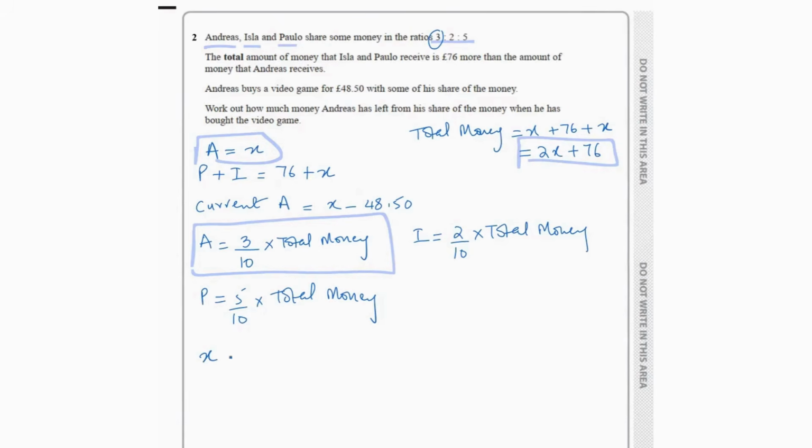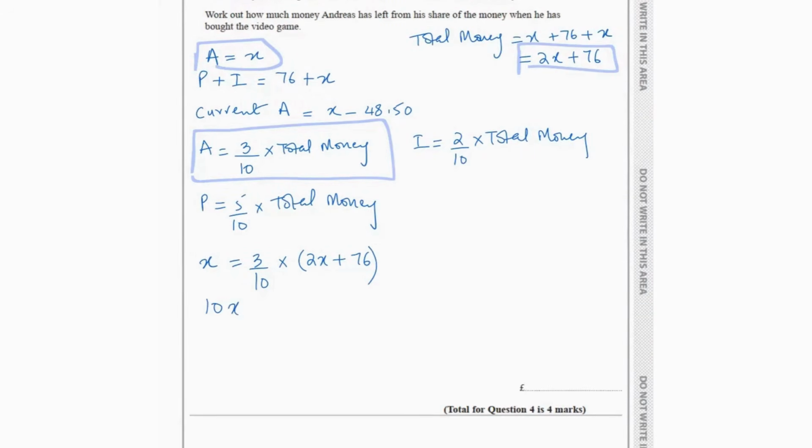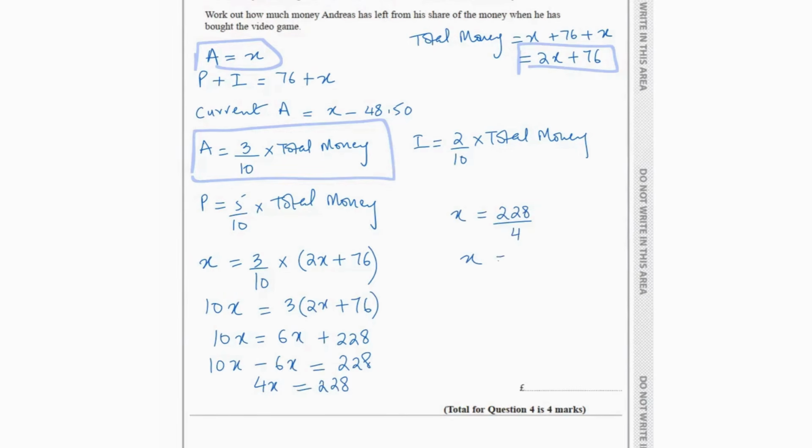So x, which is his share, equals 3 over 10 times the total money, which is 2x plus 76. Cross multiply to get rid of the fraction. So that's going to be 10x equals 3 bracket 2x plus 76. Expand the bracket. 6x plus 228. Collect the like terms on each side. Divide 228 by 4, which is 57 pounds.